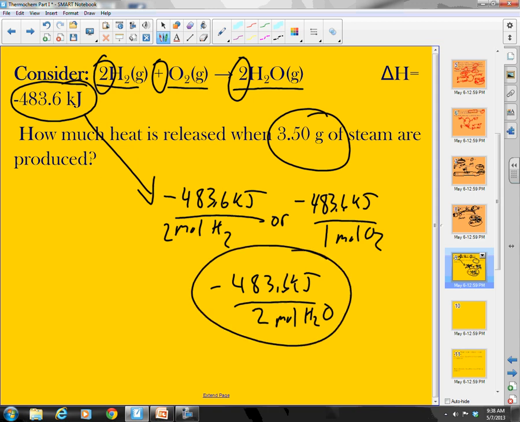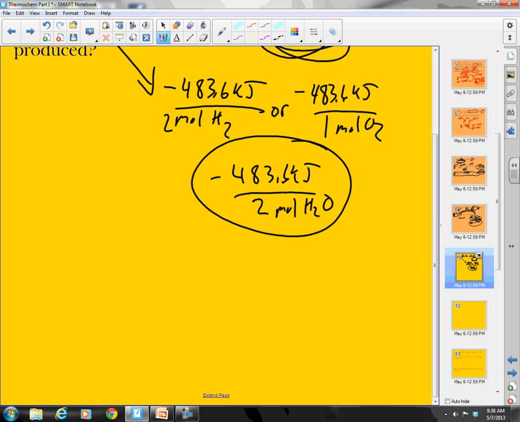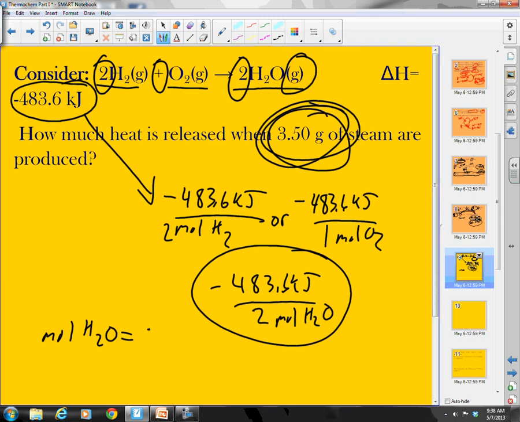But do we have 2 moles of water? No, we have 3.5 grams of steam. Yes, steam. It is gaseous. So what do we have to do? We're going to take our grams of steam and make moles of steam. How do we get moles? We're experts at this. 3.50 grams times 1 mole of H2O per 2 times 1.008 plus 16.00.